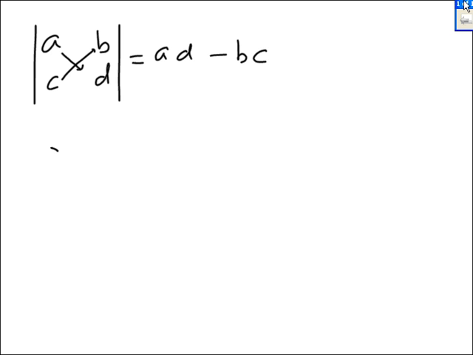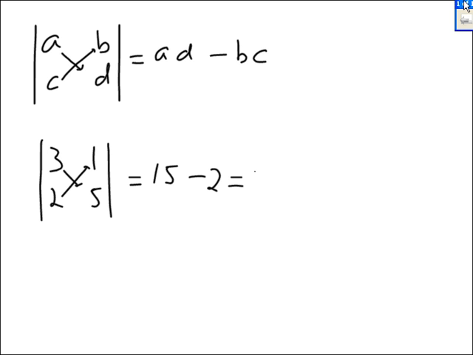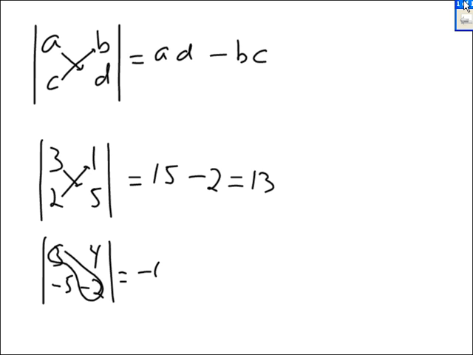For example, you have 3, 1, 2, 5. And you want the determinant of this, you multiply those two numbers, 15 minus, multiply those two numbers, 2, 15 minus 2, 13. If you have 3, negative 2, 4, negative 5, you want the determinant, you multiply those two numbers, you get negative 6. Minus, you multiply these two numbers, get negative 20.